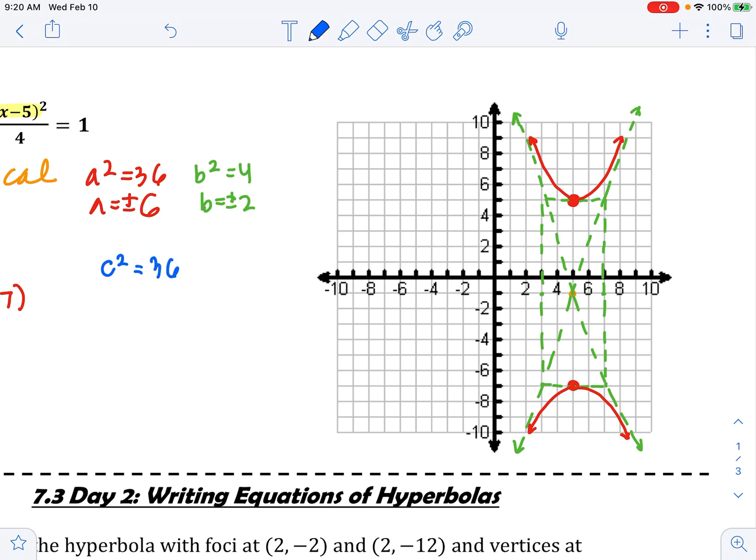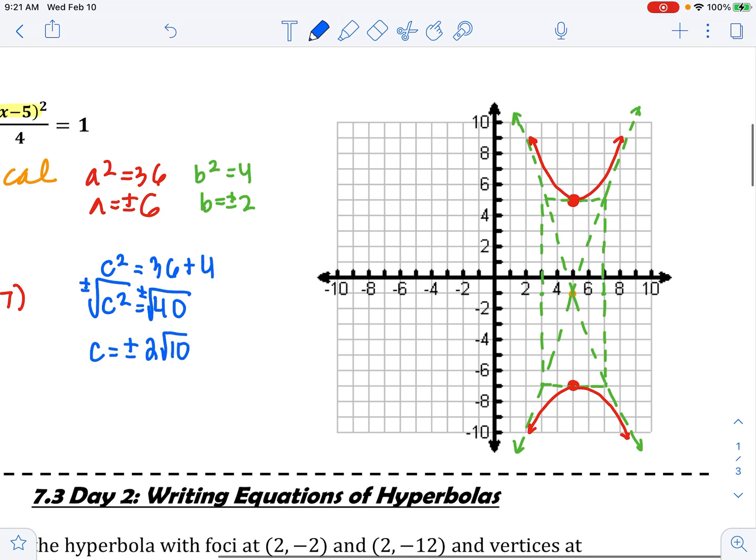My foci are c units from my center, where c squared is equal to a squared plus b squared. So that's 40 this time, square root, plus or minus. This time it is simplifiable. 4 goes in there 10 times, so that's plus or minus 2 root 10. I need to approximate this. I'm going to use the 40 to do that. 40 is more than 36 and less than 49, so it's 6 point something.